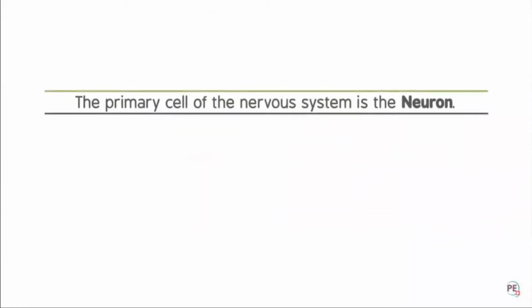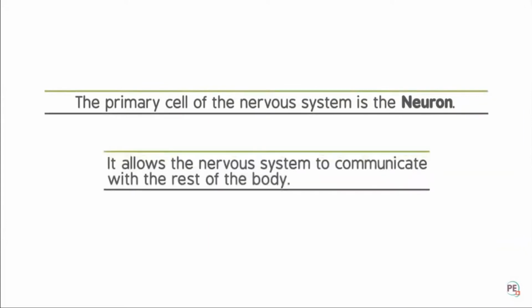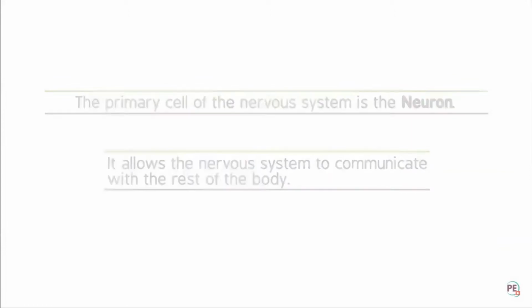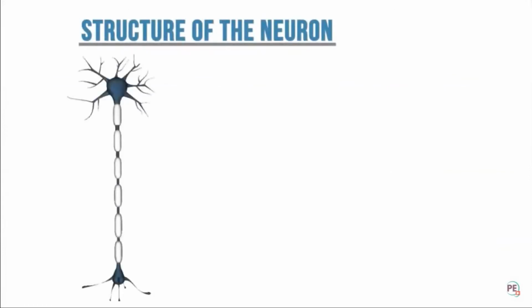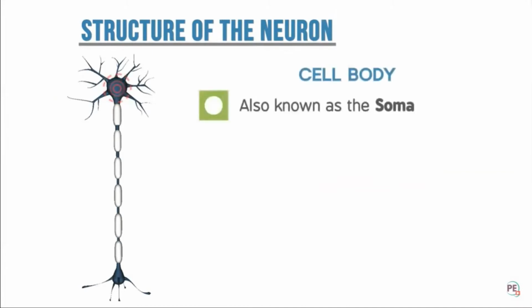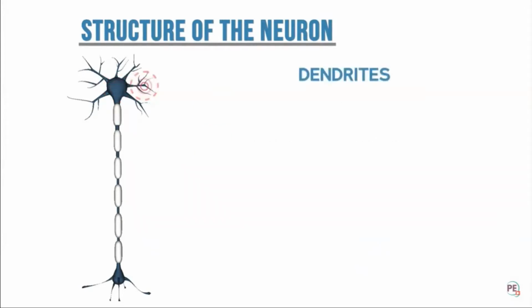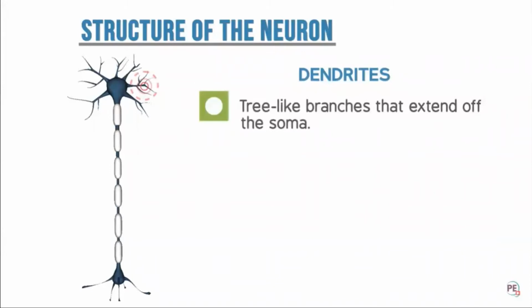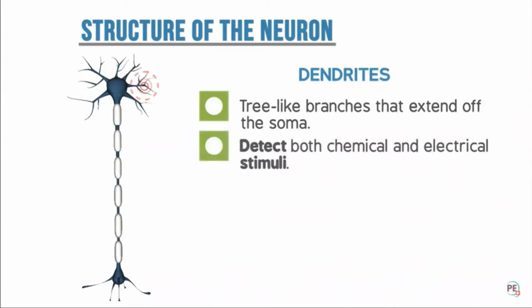The neuron is a very fascinating and vital portion of the nervous system because it allows the nervous system to communicate with the rest of the body. The structure of the neuron offers key features to help it transmit messages across relatively long distances. To begin, the neuron has a cell body, which is also known as the soma, and which houses the cell nucleus. Next are the dendrites, which are tree-like branches that extend off of the soma. These are used by the neuron to detect both chemical and electrical stimuli.